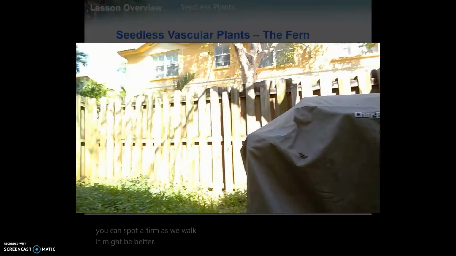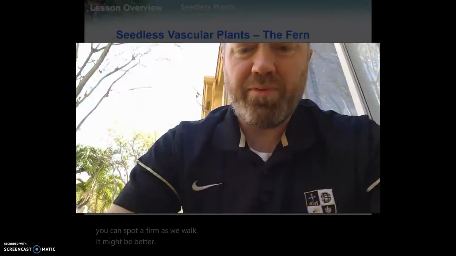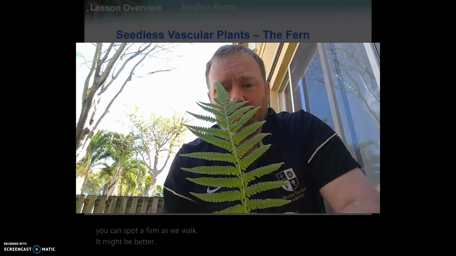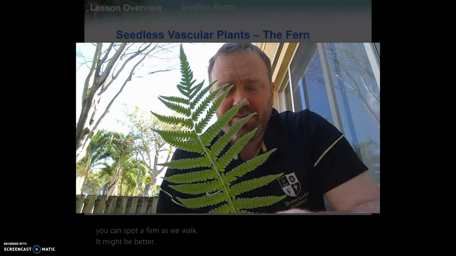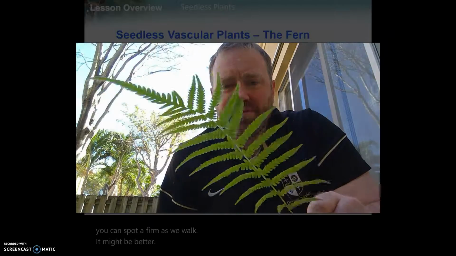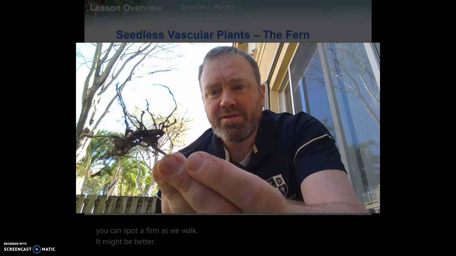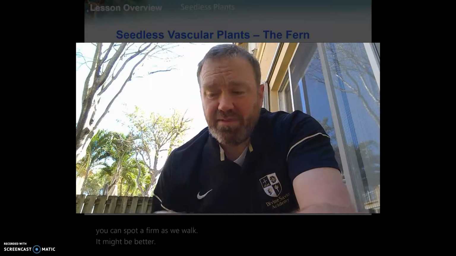Yep, there's my grill. And what I want to point out about the fern is that it has some major differences from different plants. Because if you look at its leaf pattern, that has a special name to it, which we'll talk about in a minute. It also has a very strong root system. So you can take a look at the root system here. There it is. Nice, strong, thick, tough root system. So that's different than a lot of plants too, the way it tangles itself.